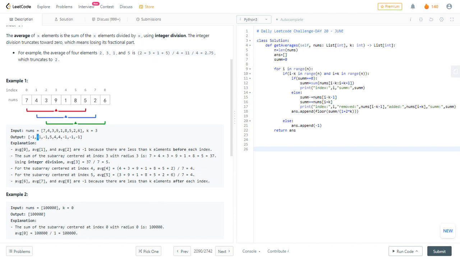I am at this index 2. I do not have three elements to my left. What should I insert in the answer? -1. I am at index 3.